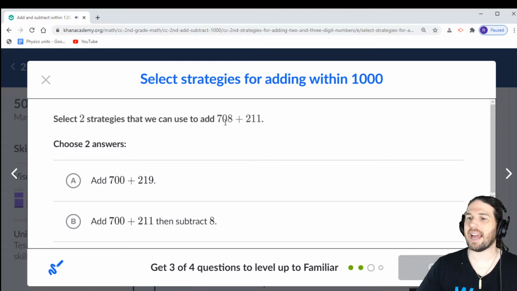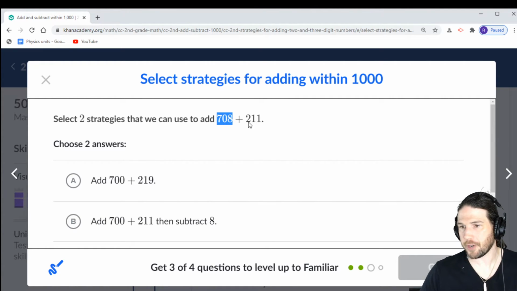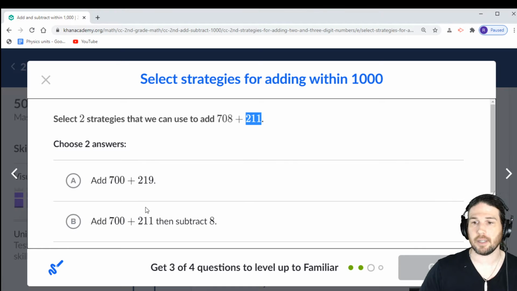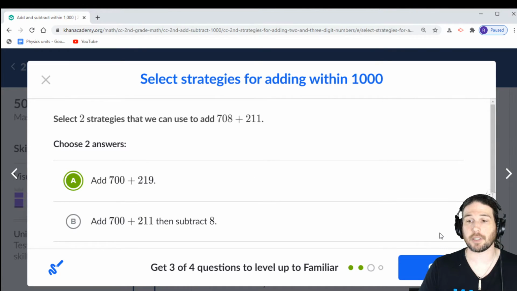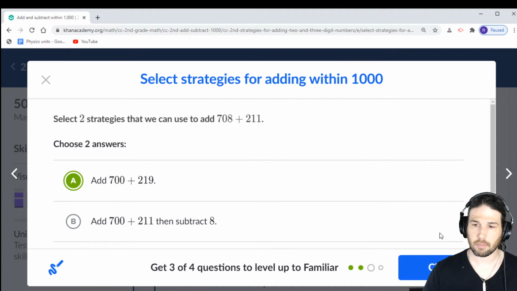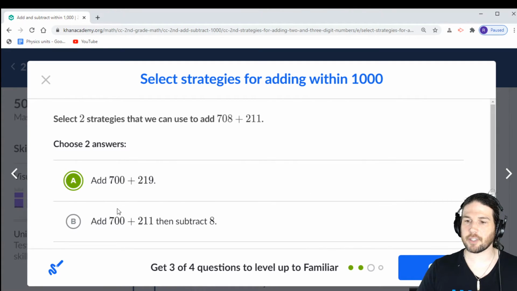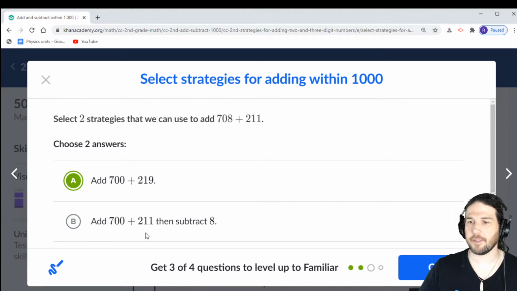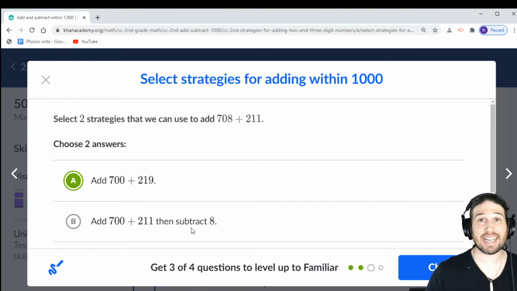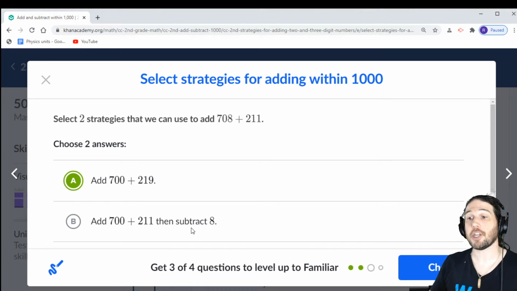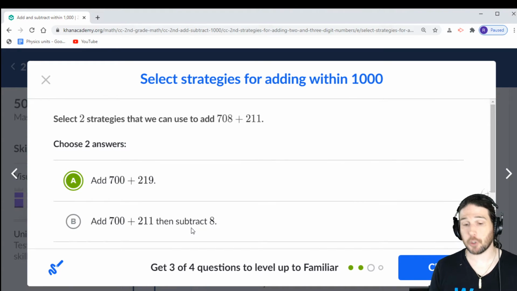Okay, now we have 708 plus 211. Well, if we take away the 8 from the 700 to make a nice even 700 and give it to the 211, that gives us 700 plus 219. This is wrong, because if I added 700 and 211 and then subtracted 8, I would be short, right? I should add 700 plus 211, and in fact, I'm going to write this down because this is a really, really good one.